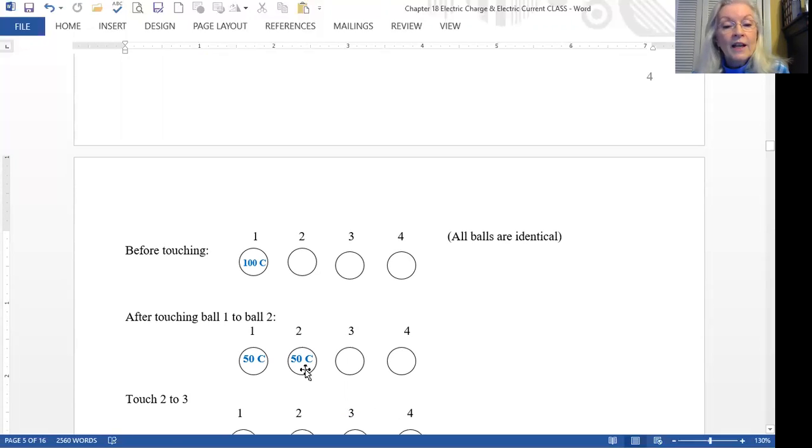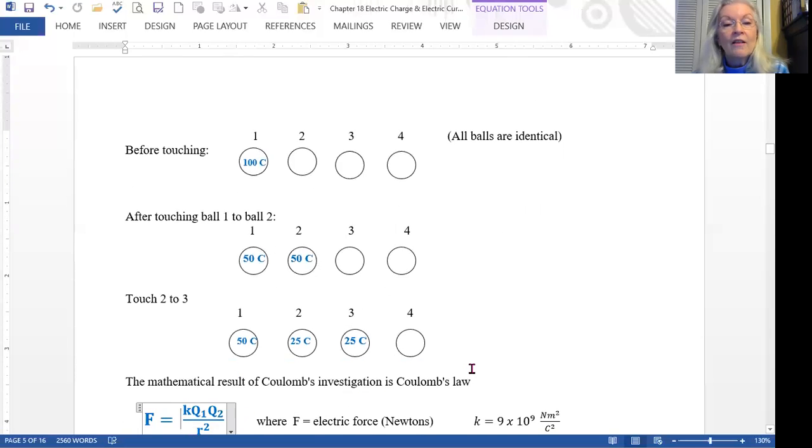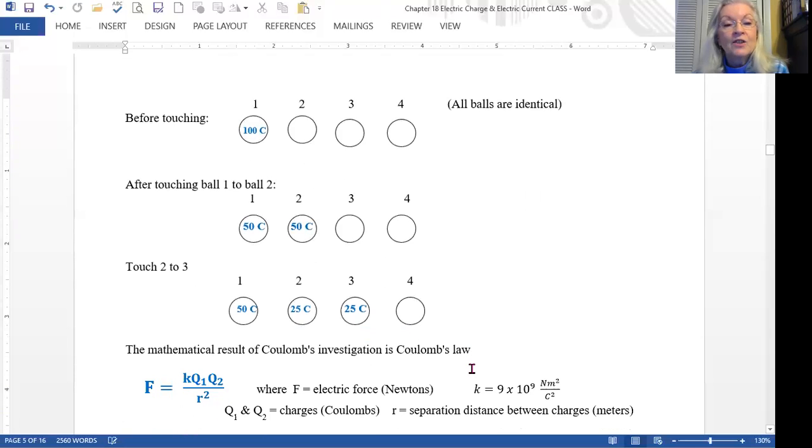Suppose we want to take ball 2 and let it touch ball 3. What happens? Well, again, because they're identical, they split evenly. So 25 coulombs will stay on ball 2 and 25 will go to ball 3. Ball 1 remains unchanged because it was not part of the scenario. It didn't get disturbed. So ball 4 has 0 coulombs, ball 3 has 25, ball 2 has 25, ball 1 has 50.